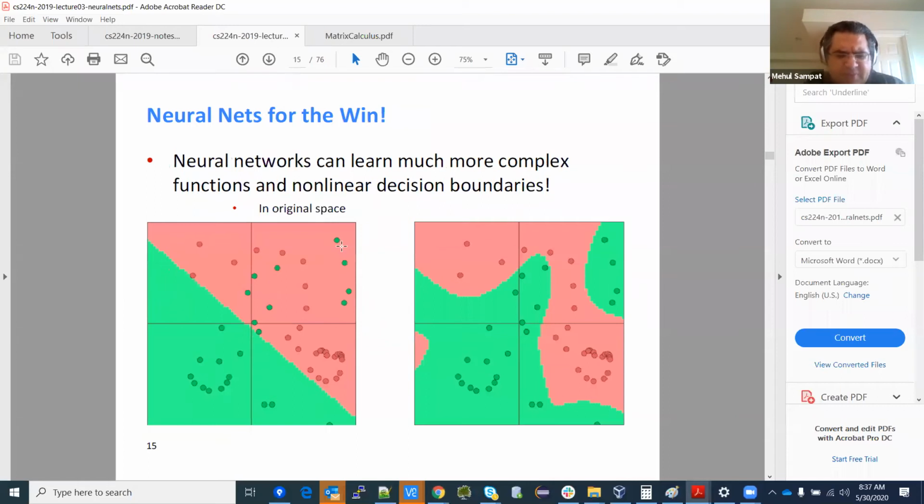So this is the classic example, right? You want to be able to have a nonlinear decision boundary like this, where you can chop off a piece of the feature space here in the upper right corner.